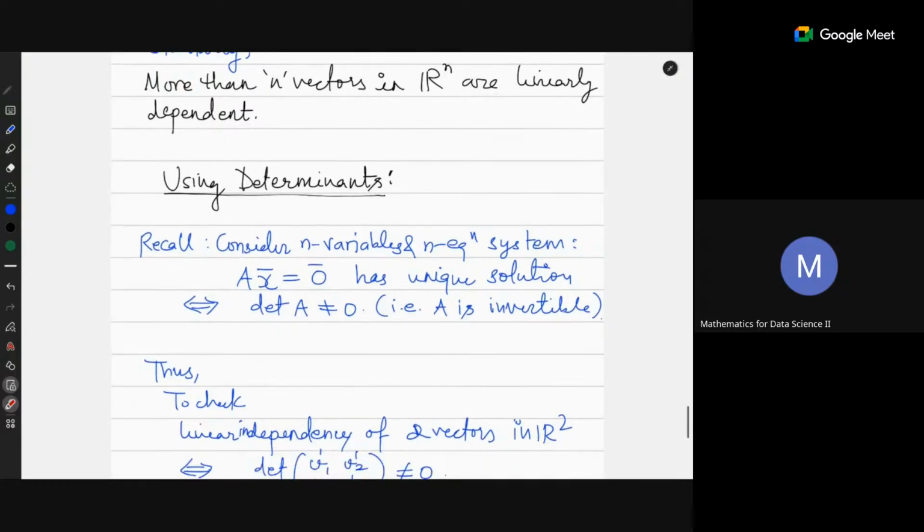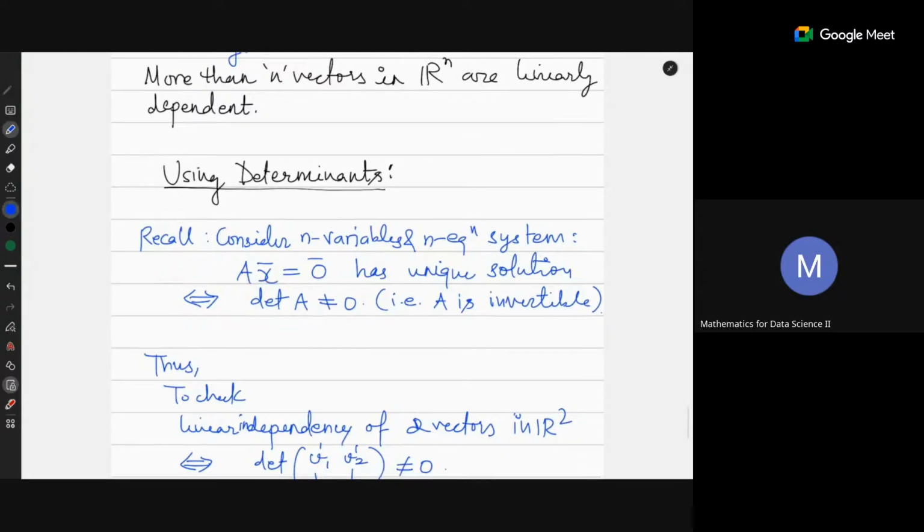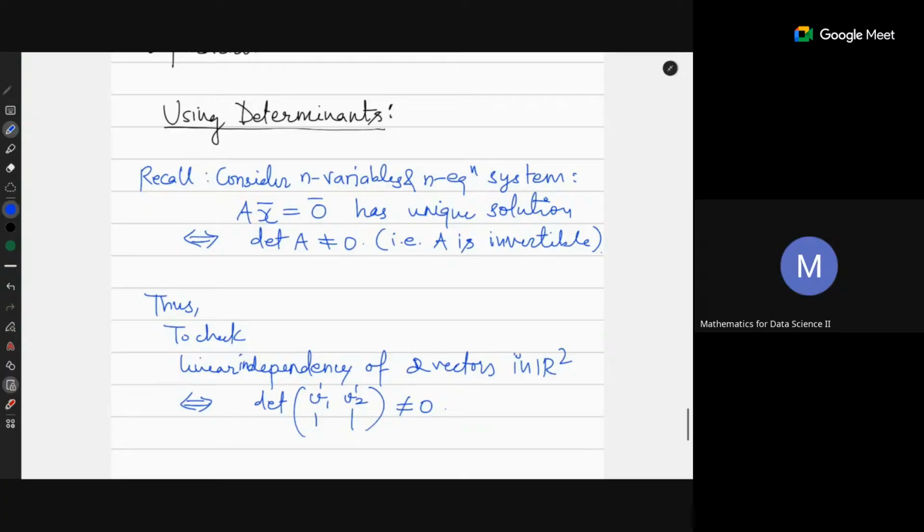Now we have also seen this part, about a homogeneous system of equations. Any homogeneous system of equations can be written like this, in terms of the coefficient matrix, the variable vector, and the zero vector. Any homogeneous system of equations has a unique solution if and only if its determinant is non-zero. Let me quickly recall. Suppose the determinant is non-zero, that means it is invertible. So what will be the solution? The solution will be this.